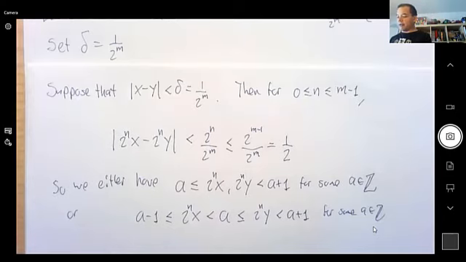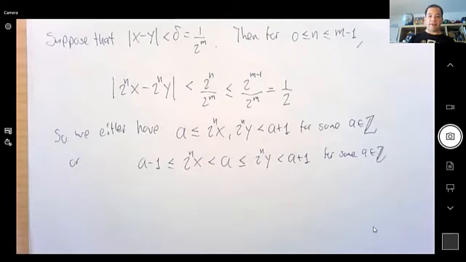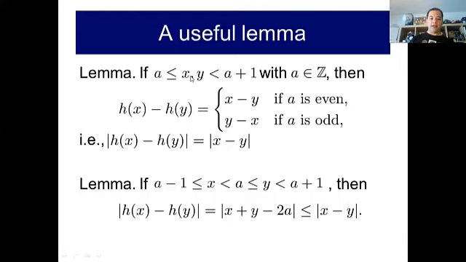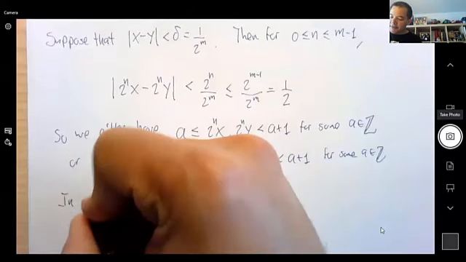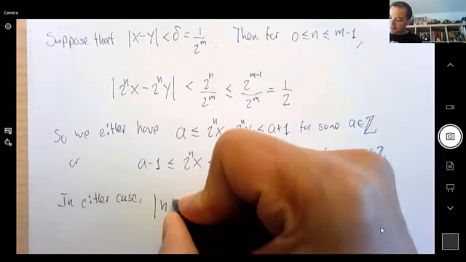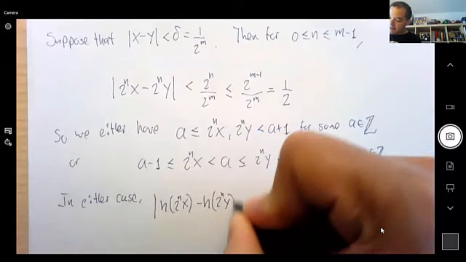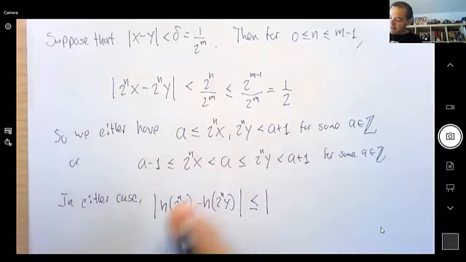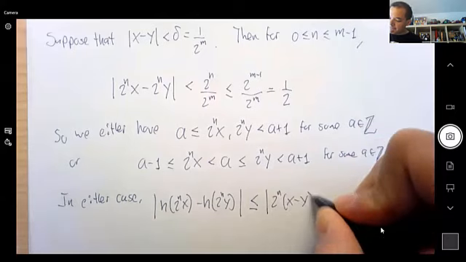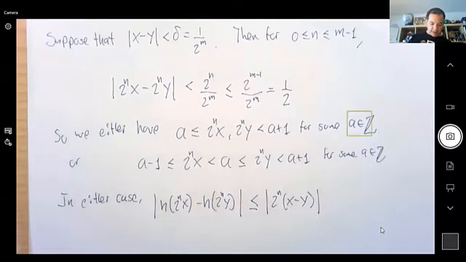So that's not really what I care about. What I care about is then the lemma, right? What did the lemma say? Let's go back to the lemma. The lemma said that when we have either of those two situations, the absolute value of the difference of the h's is either equal to or less than or equal to the absolute value of x minus y. Okay? That's what I'm going to use. So in either case, this is what we have. The difference of the h functions is less than or equal to the difference of the values. All right? And that's what I really care about.